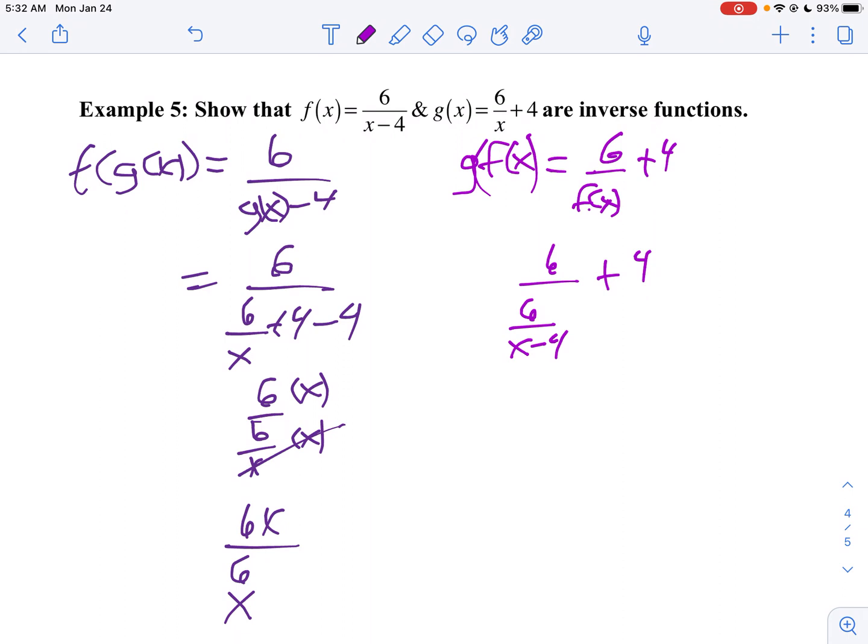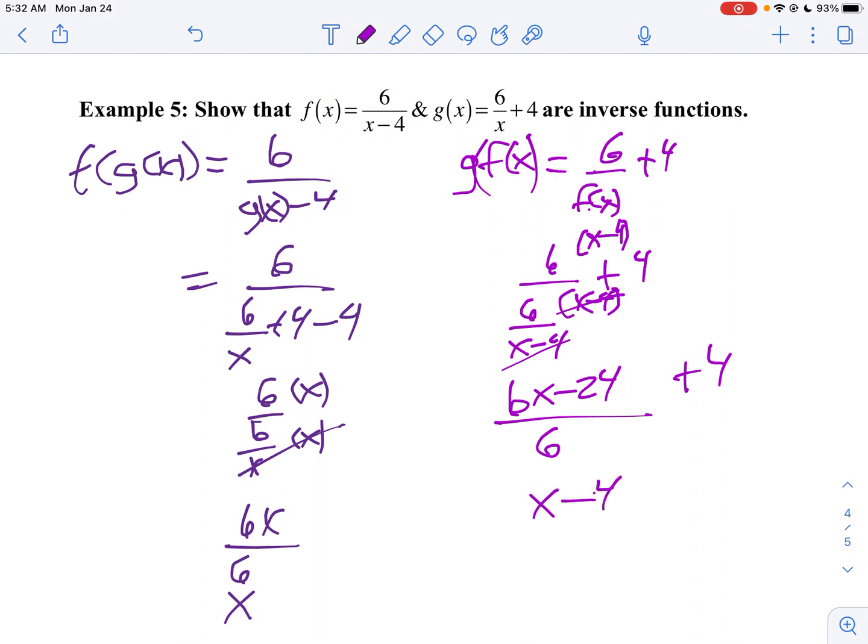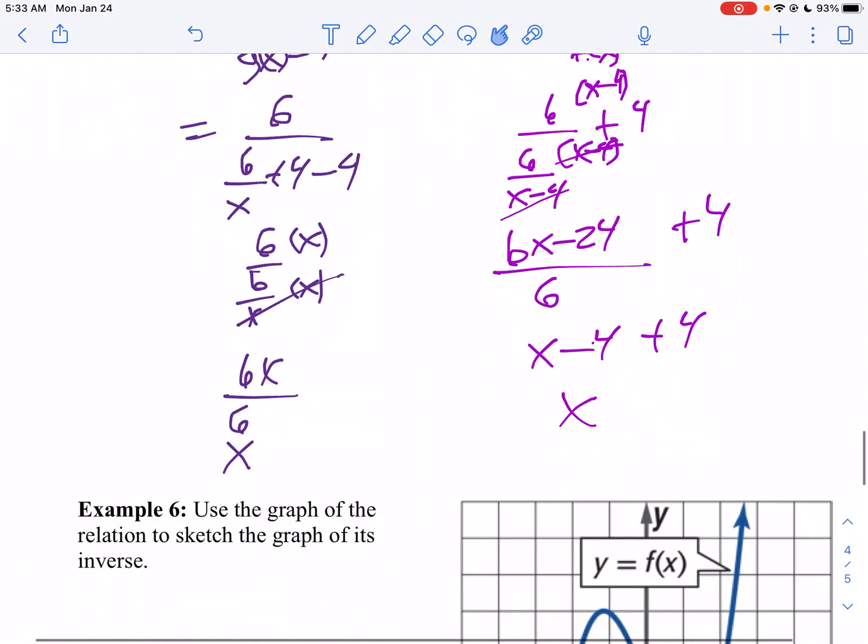Okay, once again, I've got a complex fraction. So what I'm going to do is multiply numerator and denominator of my complex fraction by x minus 4. I'm really just multiplying by 1. So then we get 6x minus 24 all over 6. I guess I should not have multiplied that out. So I'll go plus 4. Now I'll simplify that. So I get x minus 4 plus 4, and then x. So yes, these are inverses.